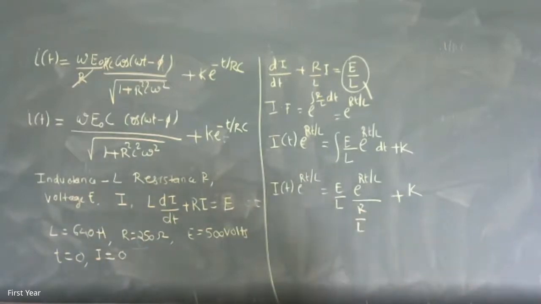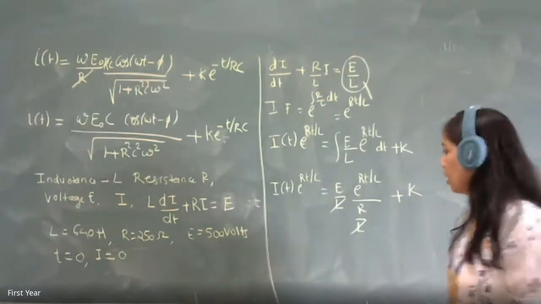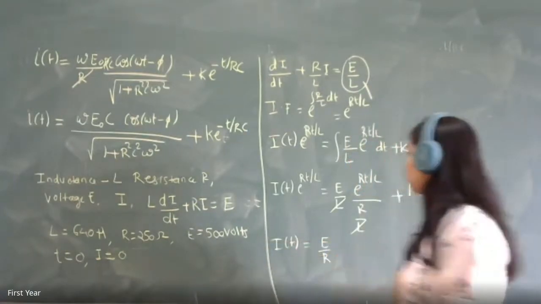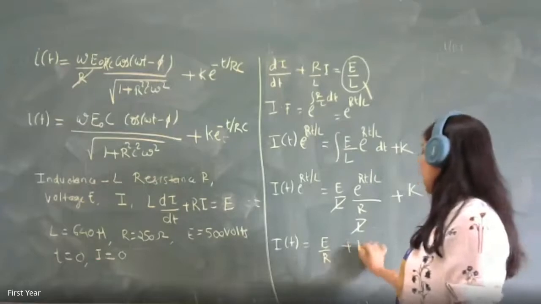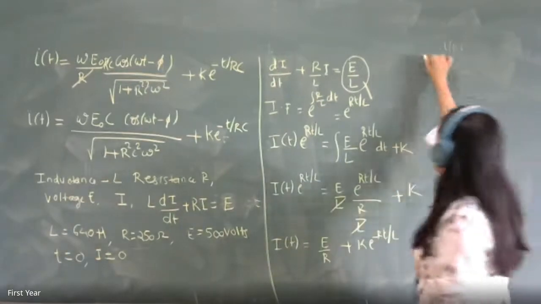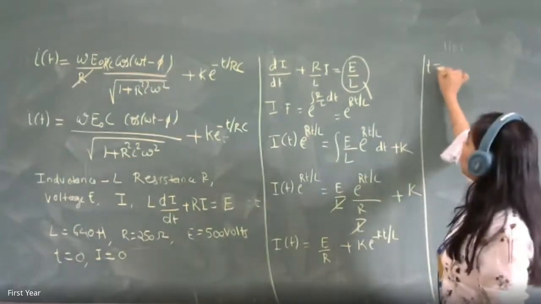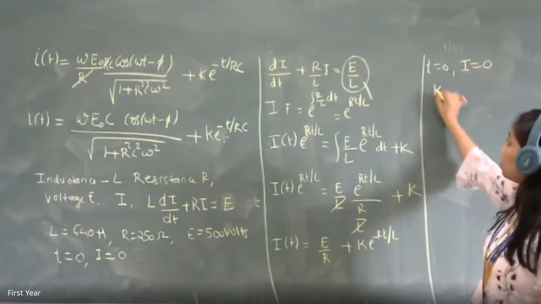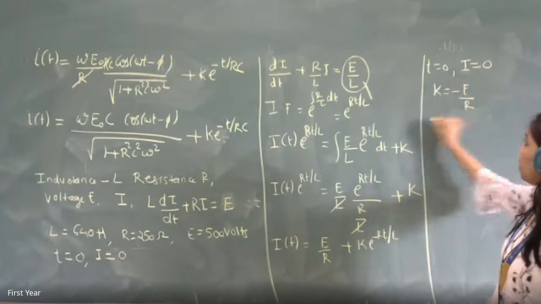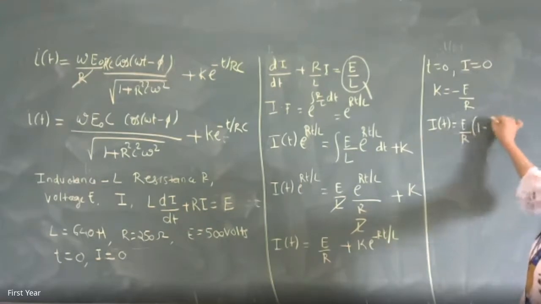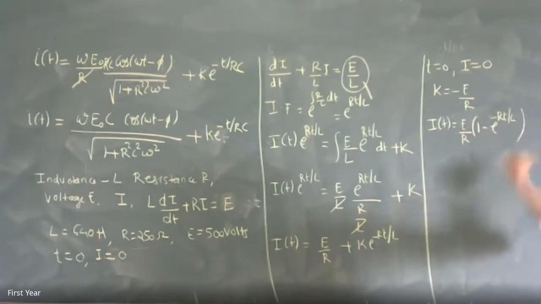Integration, then the derivative is divided. So L and L get cancelled, and that's why I'll write it directly now. It is equal to E by R plus k e raised to minus Rt by L. You can find the value of k with the help of the initial condition. At t is equal to 0, I is 0. Therefore, k is equal to minus E by R. And therefore, the current flowing through the circuit is E by R common, 1 minus e to the power minus Rt by L. This is your value.